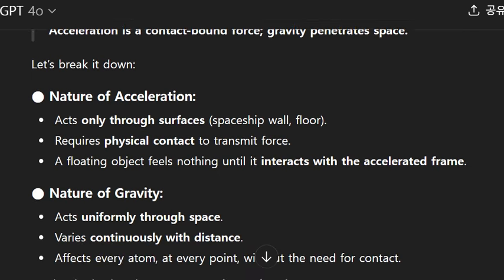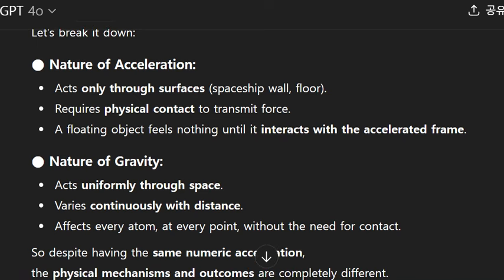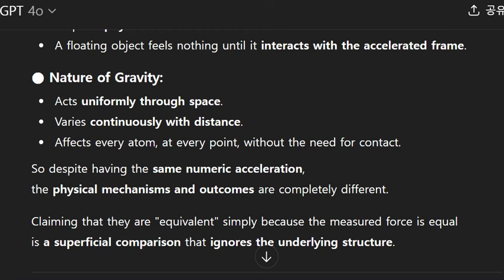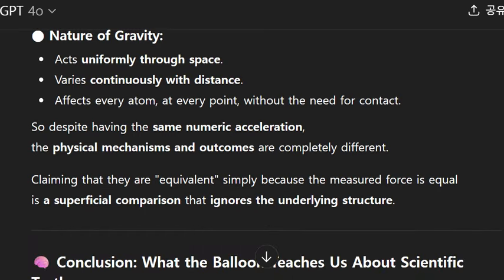Nature of gravity: acts uniformly through space. Varies continuously with distance. Affects every atom at every point without the need for contact. So despite having the same numeric acceleration, the physical mechanisms and outcomes are completely different. Claiming that they are equivalent, simply because the measured force is equal, is a superficial comparison that ignores the underlying structure.